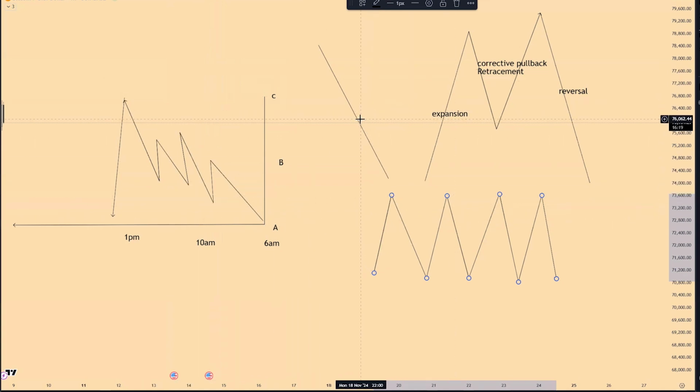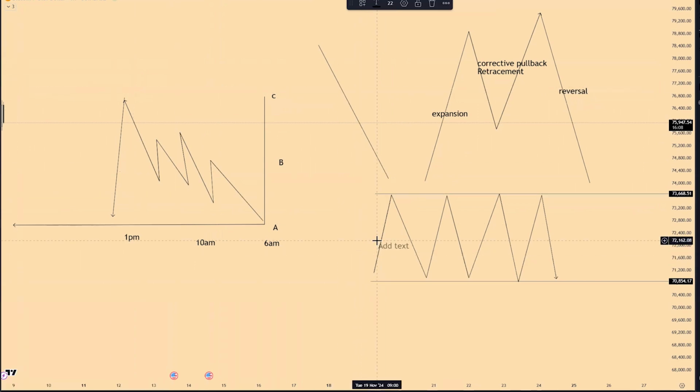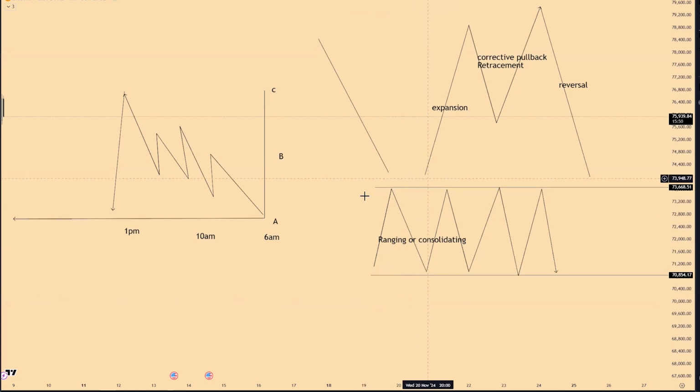And we call this a consolidation. Price is ranging or consolidating. We call this a ranging market or a consolidating market. And when we have this, these are the four contexts at which price can move.